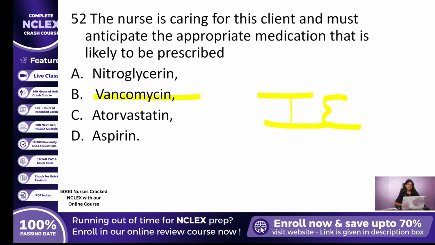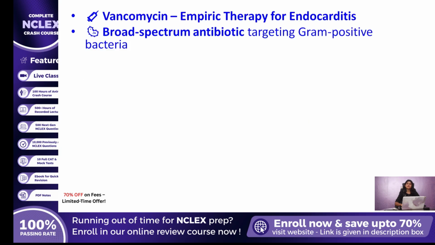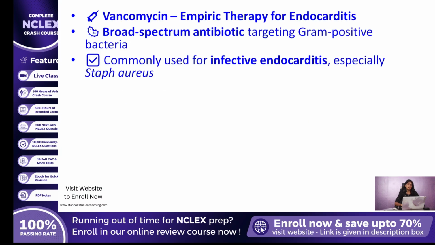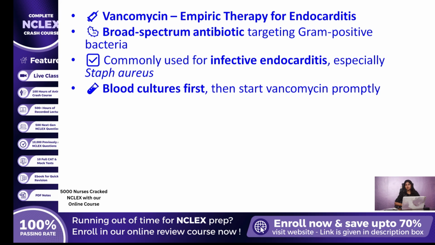Vancomycin. Here is the rationale. Vancomycin is a broad-spectrum antibiotic and is commonly administered to treat infective endocarditis, especially while awaiting blood culture results. This powerful antibiotic targets gram-positive organisms, including Staphylococcus aureus, which is a frequent culprit in endocarditis.